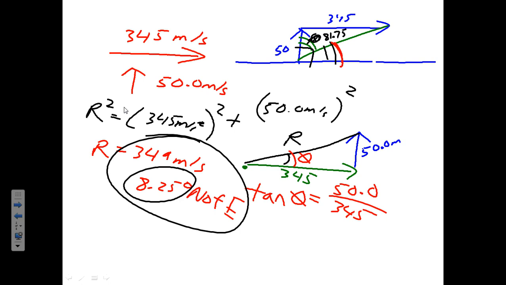Yeah. What now? That's the next example. Might as well go ahead and do that now.